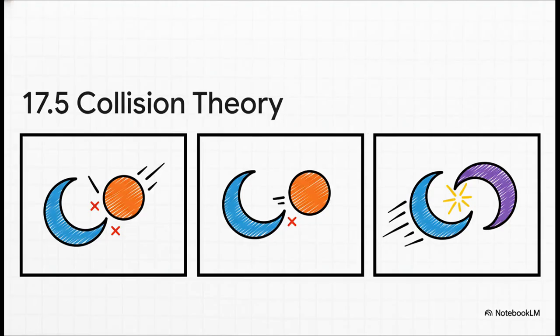So why does all this work? Why does temperature matter? Section 5 explains it all with collision theory. It says that for a reaction to actually happen, molecules have to smash into each other with two things: enough energy, that's the activation energy, and the correct physical alignment. The Arrhenius equation? That's just the mathematical version of this exact theory.